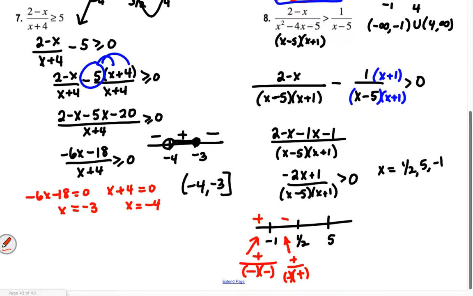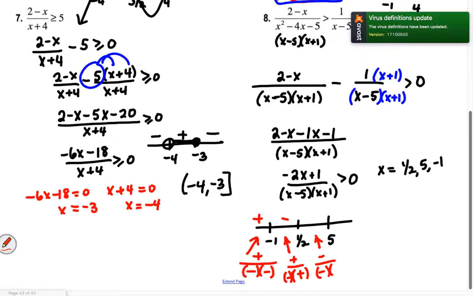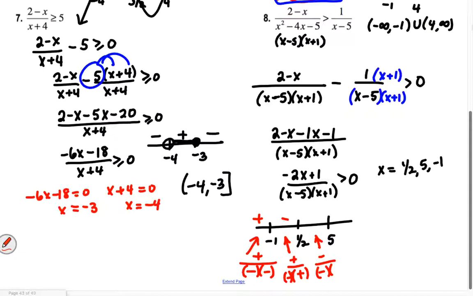If I try like 1, I get a negative over a negative times a positive, which is a positive. And if I try like 6, I get a negative on top over a positive times positive, which is a negative. You guys see what I did there?